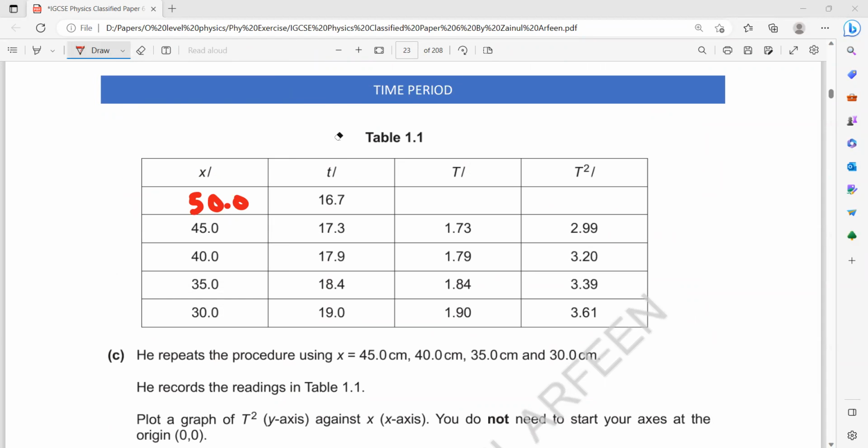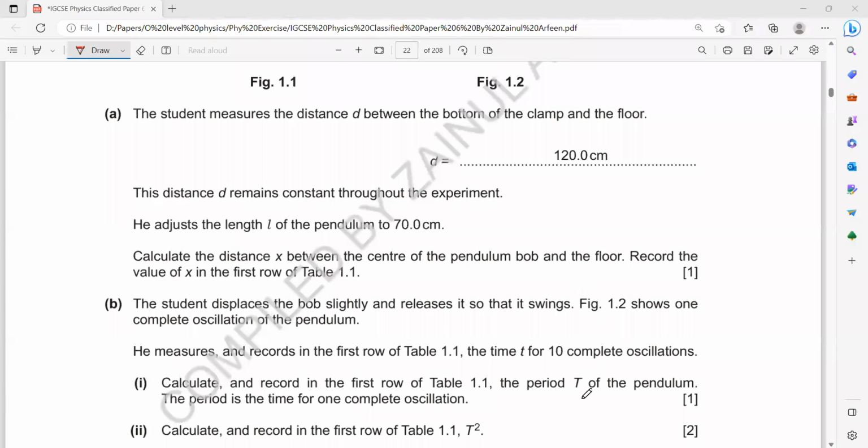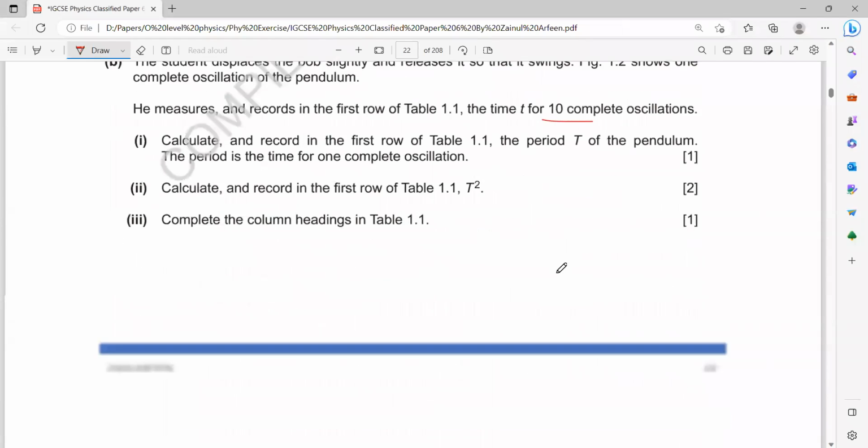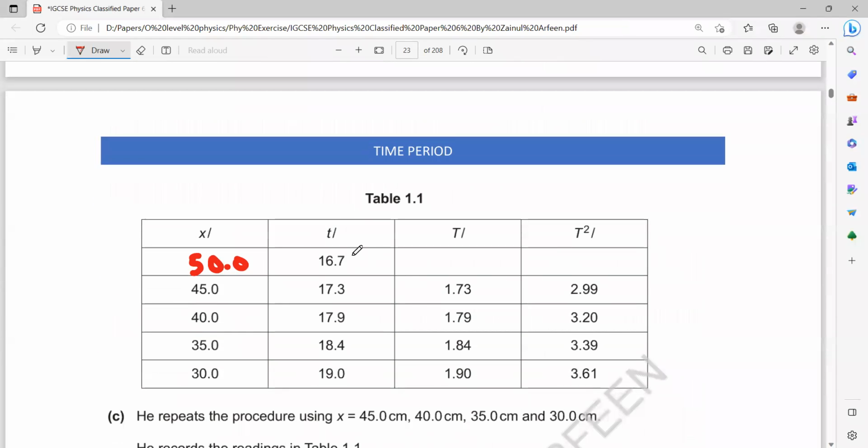First we have to complete the value for T, the time for one oscillation. The student recorded the time for how many? 10 oscillations. So here we need it for one oscillation. If this is the time for 10 oscillations, which is 16 point, we should divide it by 10 to get the time period. So it will be 1.67 seconds.